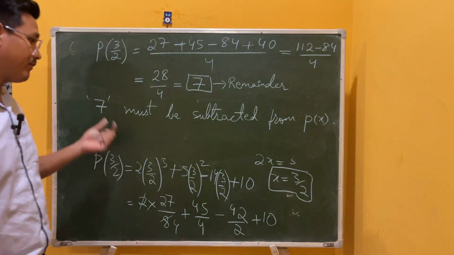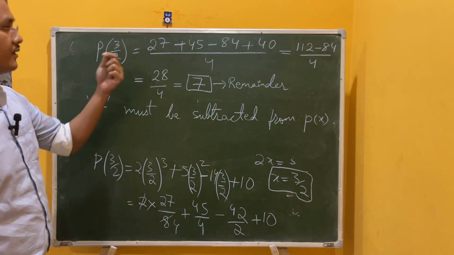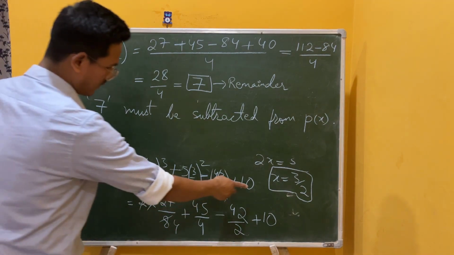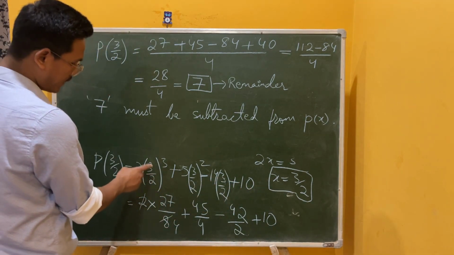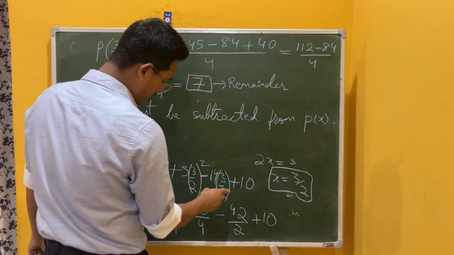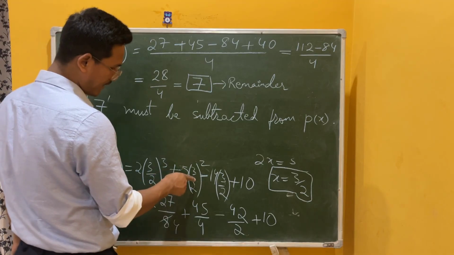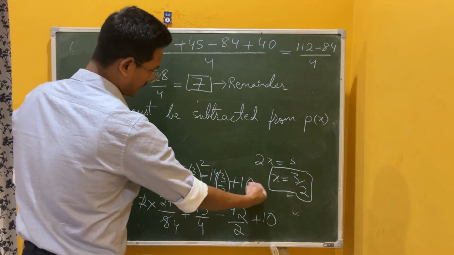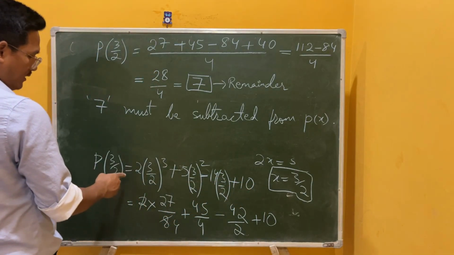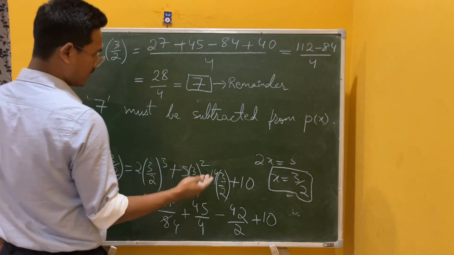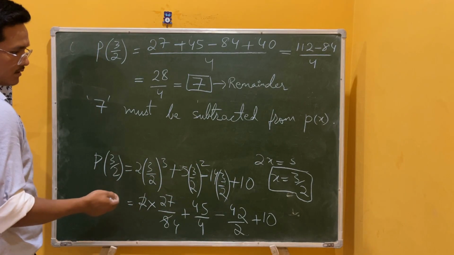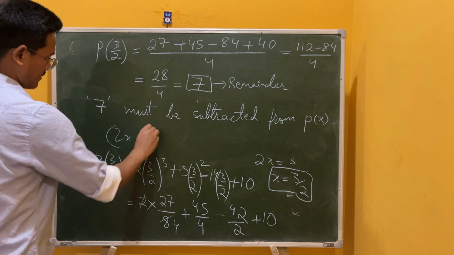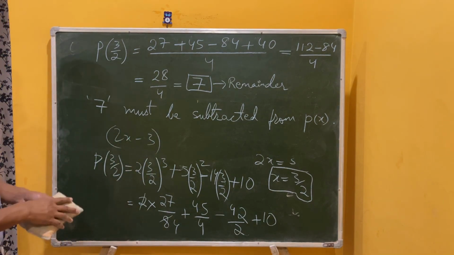So if you subtract 7 from p(x), the result, this is p(x), isn't it? In place of 3 by 2 you have x. If you subtract 7, it is going to be 2x cubed plus 5x squared minus 14x plus 3, because you subtract 7 from 10. So that polynomial is exactly divisible by 2x minus 3. That's what it means.